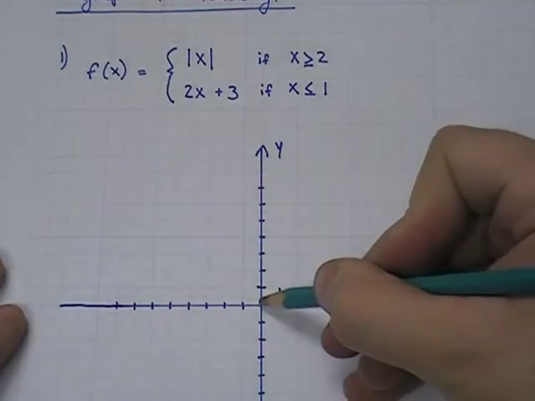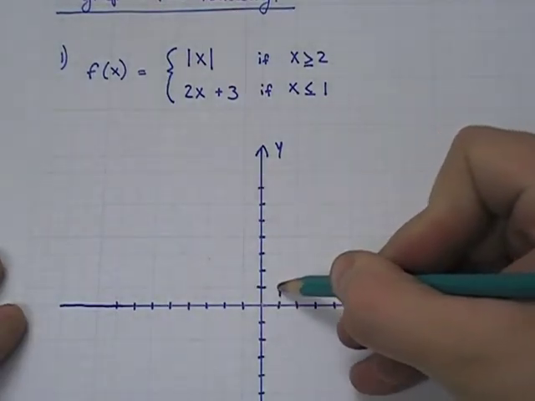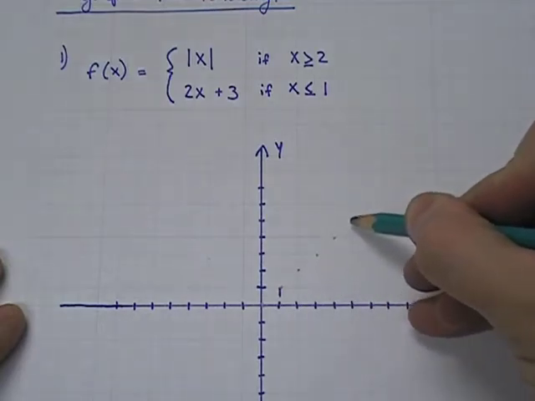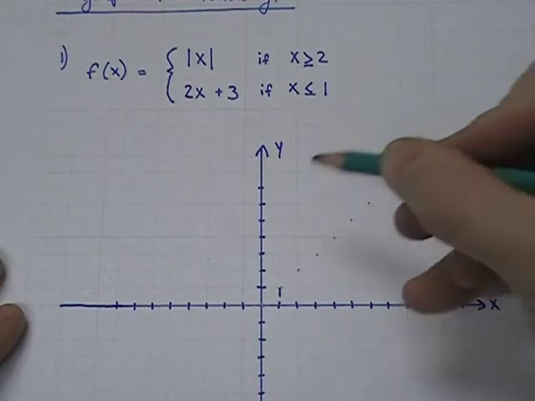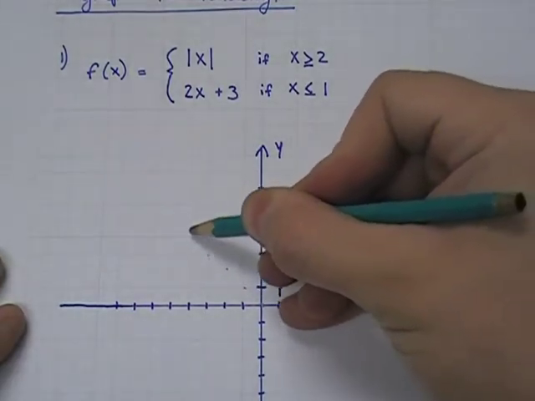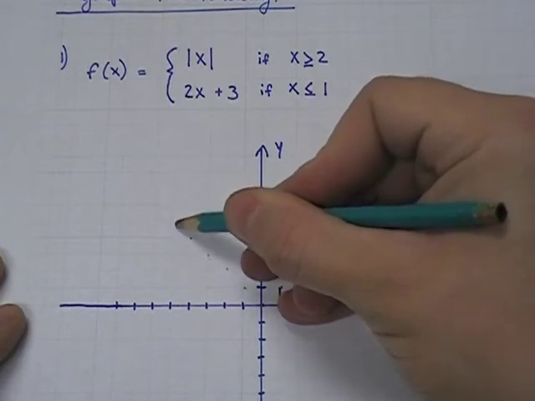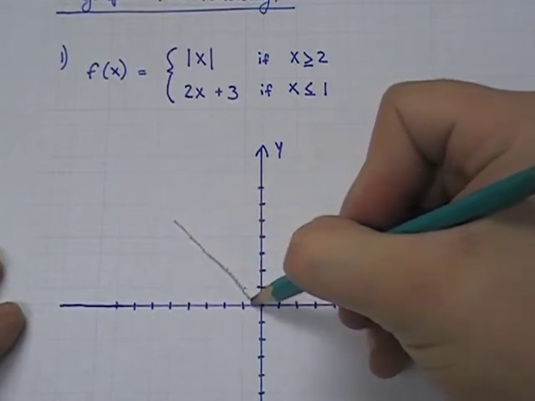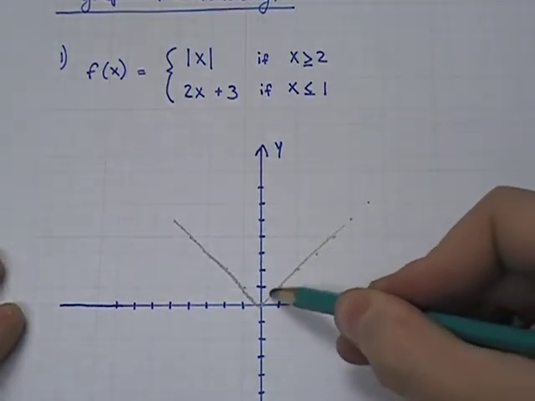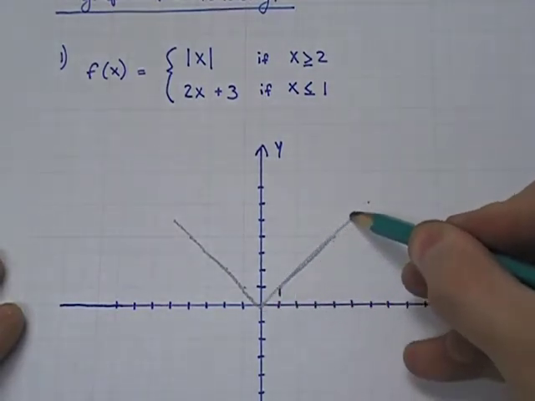So what I do is I graph the absolute value of x. And the absolute value of x is always going to be a slope of 1 in both directions. Slope of -1 on the left side and a slope of +1 on the right side. And it's always going to be a V, okay? With a vertex at 0, 0. Okay? So I graph this absolute value of x function.